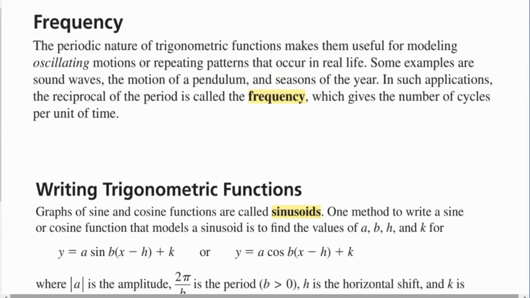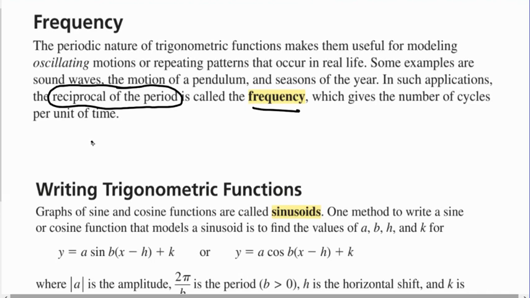You may have heard this word frequency when it comes to things like sound. The definition of frequency is that frequency is the reciprocal of the period, the time over which something occurs. This frequency is actually the number of cycles per unit of time. So how many waves does the sound make within, say, 1 second or 1 millisecond? And it's important to notice that frequency is the reciprocal of the period.